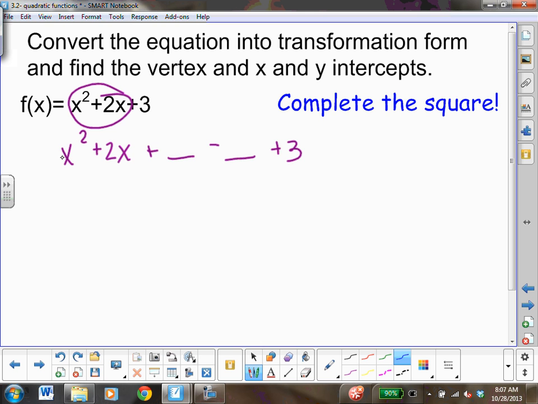So you want to think about what three numbers will make this x squared plus 2x plus what give you a perfect square. And remember the trick, it's b over 2 squared. So since my b is 2, I have 2 over 2 squared. Remember, I have to add and subtract the same number because that's the same thing as adding 0.